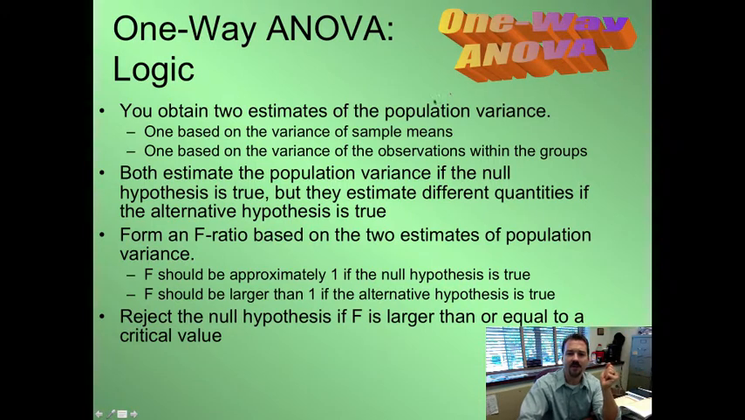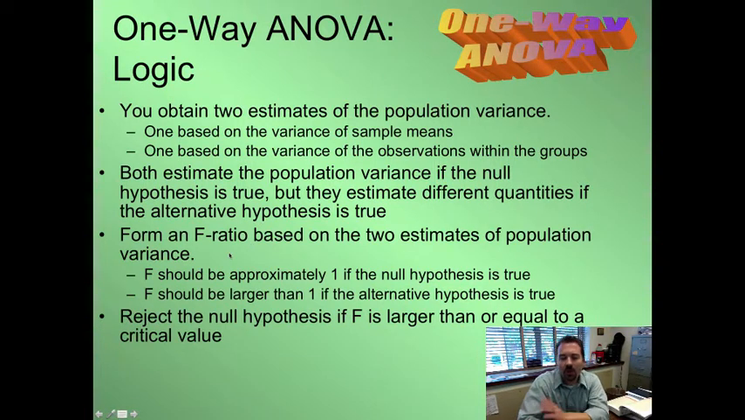That would be the null hypothesis, but if your alternative hypothesis is true, that there's a difference somewhere, that there's at least one group that's different from at least one other group, then that would make the variance of your sample means different from the variance of the observations within the groups. And I promise I'll portray this for you in a moment so you can see what this looks like with some bell curves.